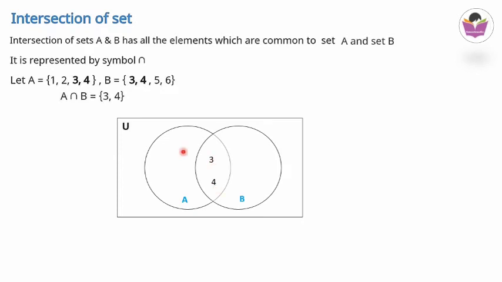Then the remaining elements you have to mark. For A, 3 and 4 are taken, 1 and 2 are balanced. So 1 and 2 we have marked. And for B, when you consider, 3 and 4 are taken, so 5 and 6 are balanced. So we have marked 5 and 6.